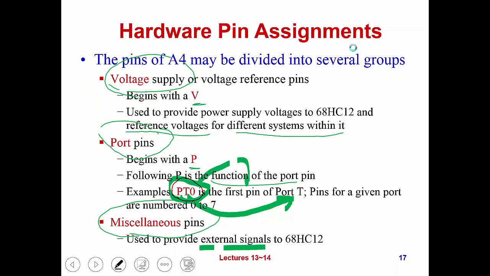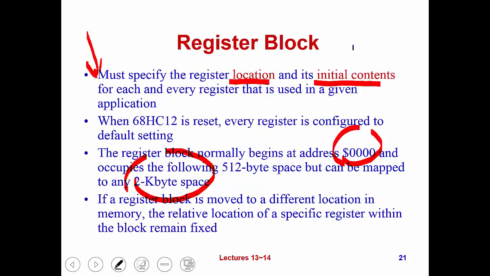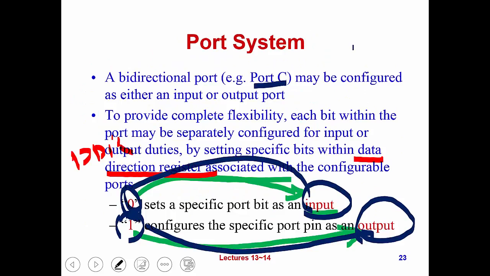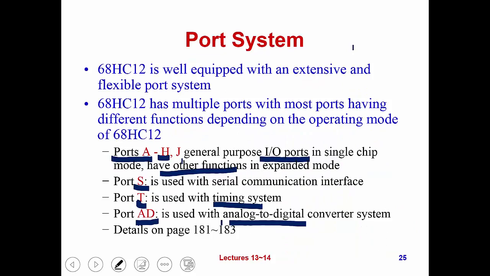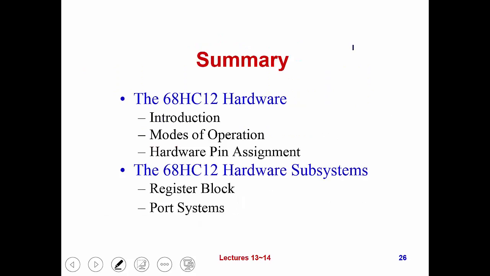In our book, they provide a very good discussion and explanation for each port on pages 181 and 183, talking about when we use them. So I want you guys to read about it yourselves. That's pretty much what we prepared for this lecture.